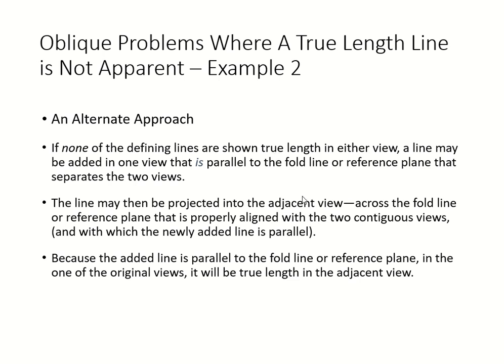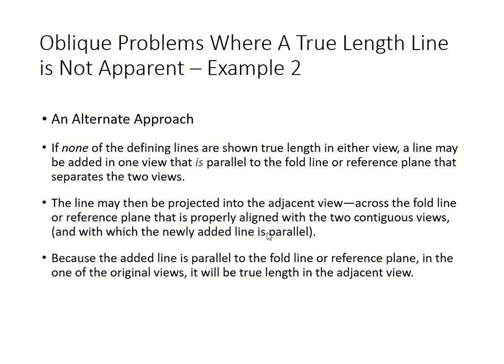We're going to add a line in one view, and that line has to be parallel again to the fold line, because we want to produce the primary auxiliary view. Since you don't have any lines that are parallel to the fold line, you have to create a fold line that is parallel to any of the lines first. That's the approach that we did.